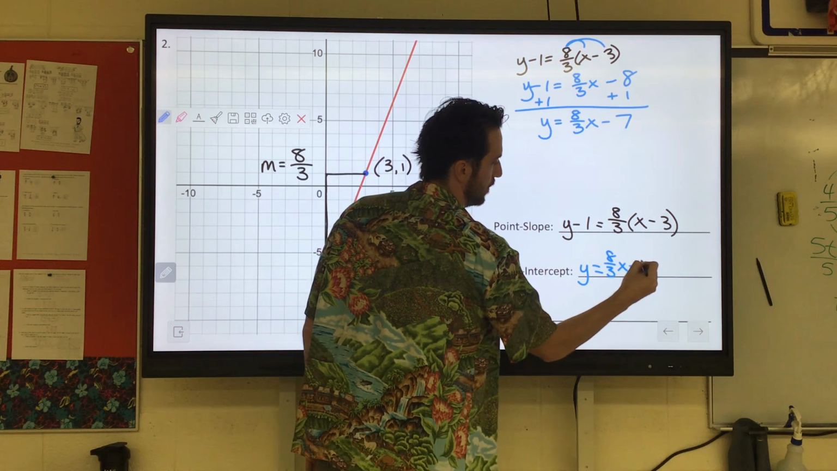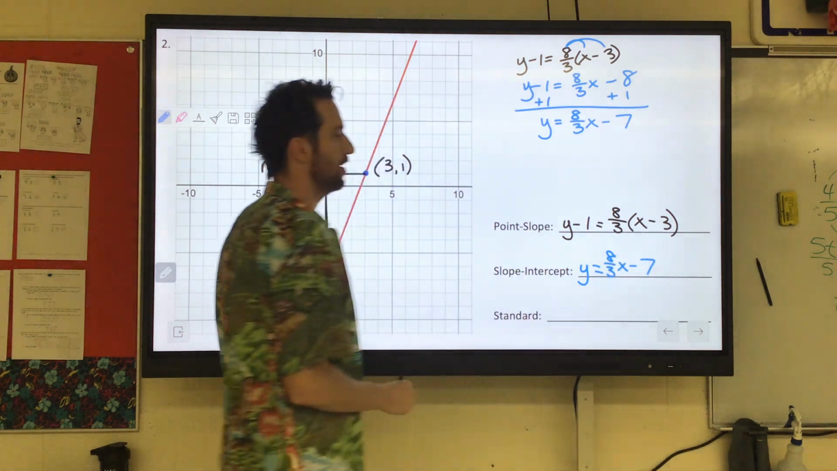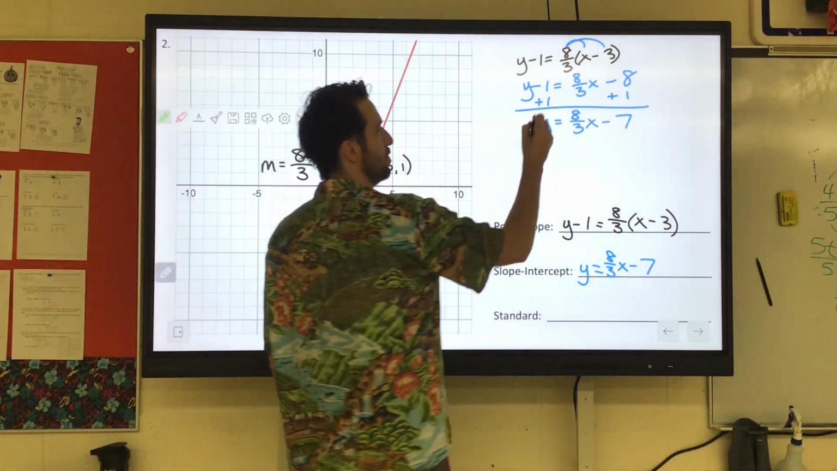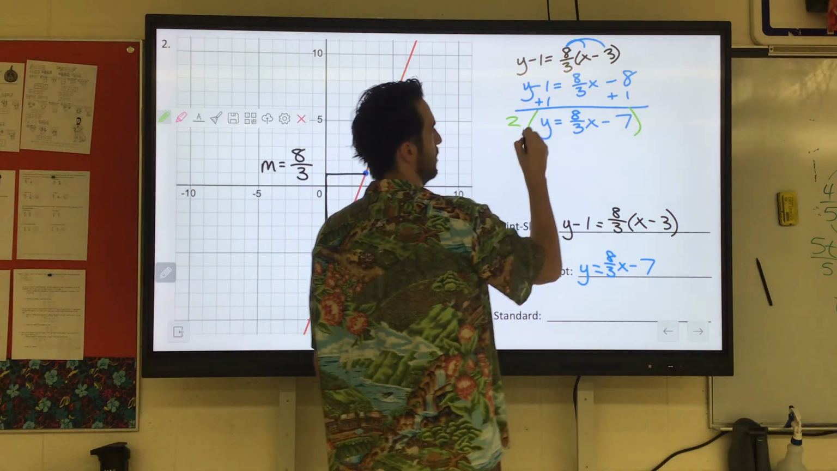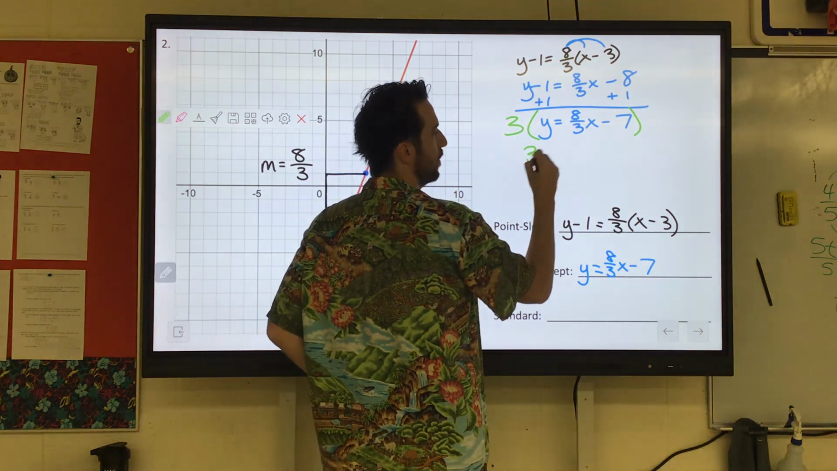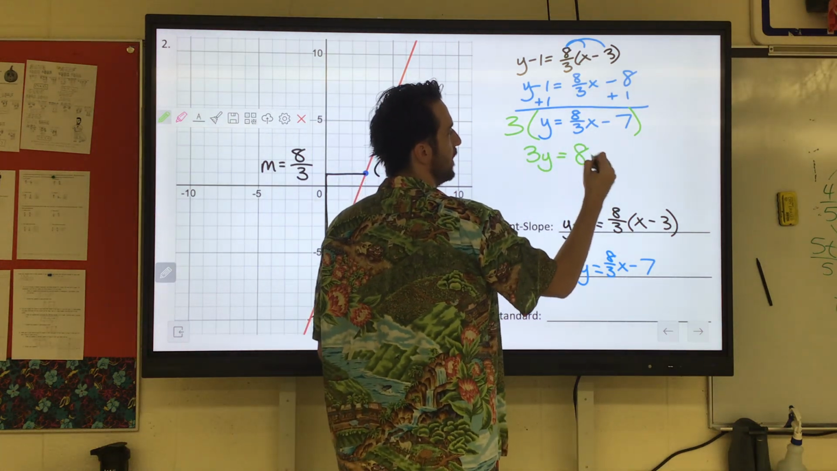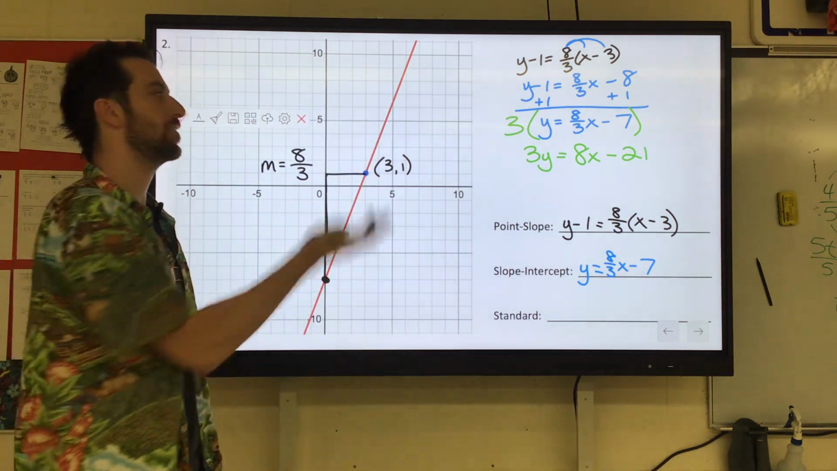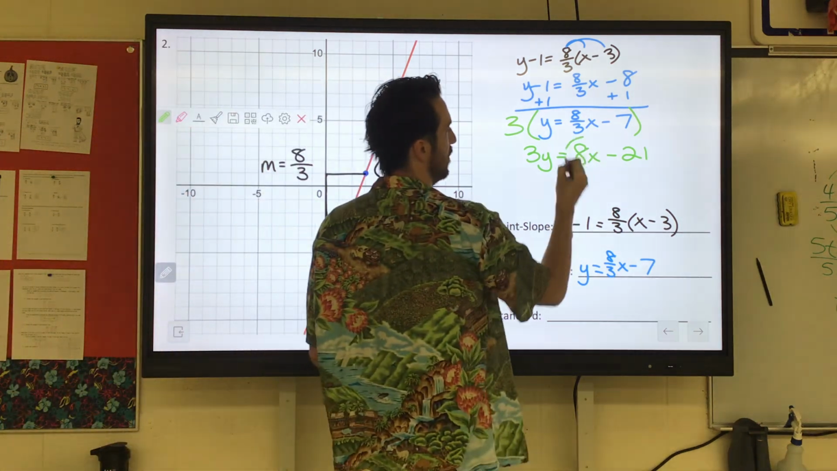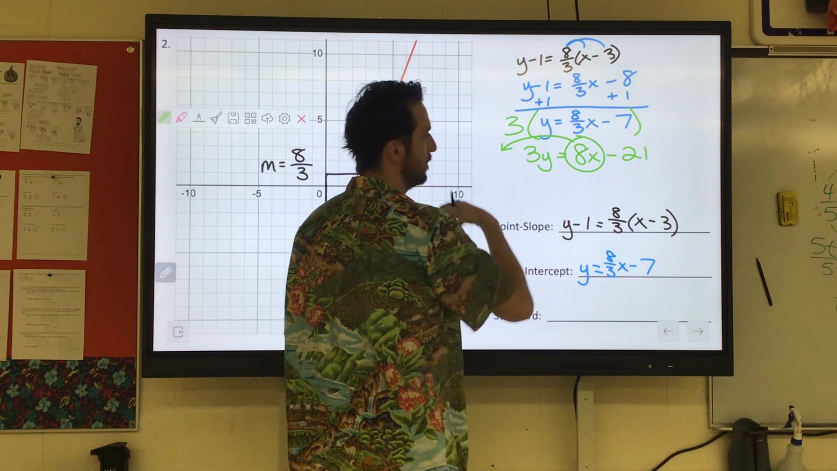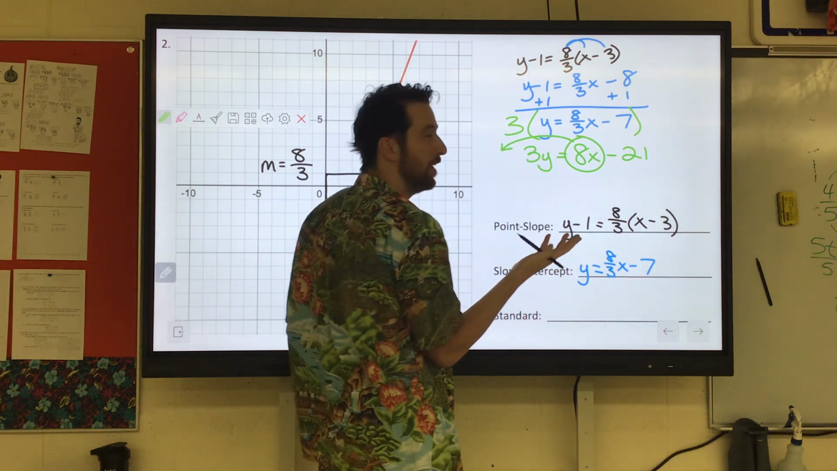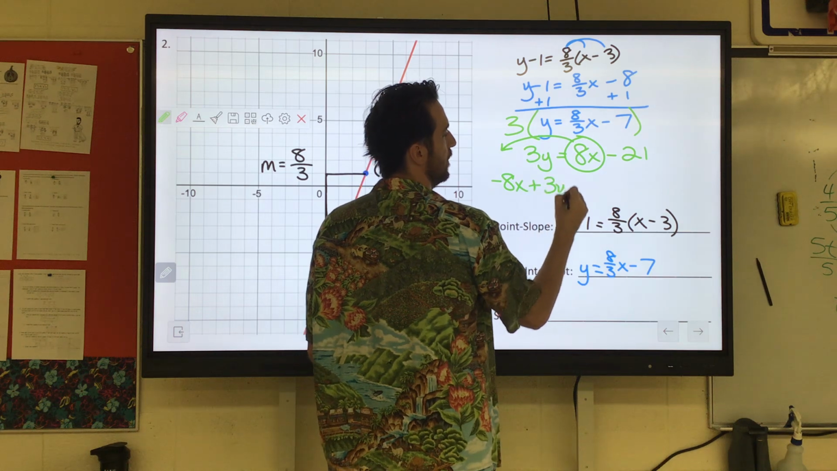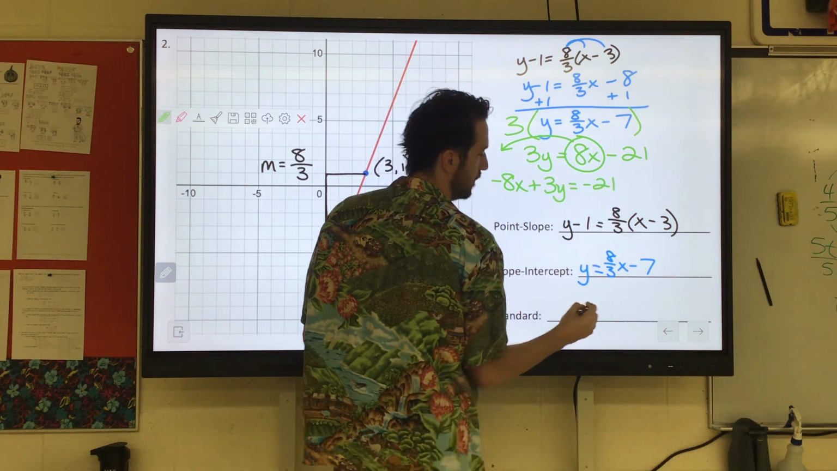8/3 x minus 7. Fun! Standard form, no fractions. So we're going to multiply it all by 3. That will give us 3y equals 8x minus 21. Last thing we have to do is get the x on the other side with the y. It's positive 8x. So if I'm getting rid of that, you would use negative 8x. So we'll have negative 8x plus 3y equals negative 21.